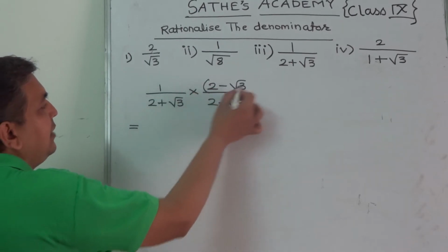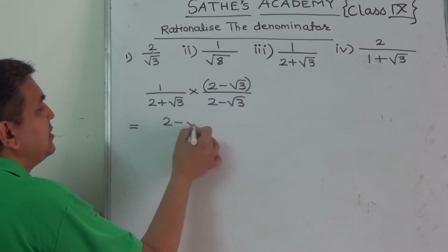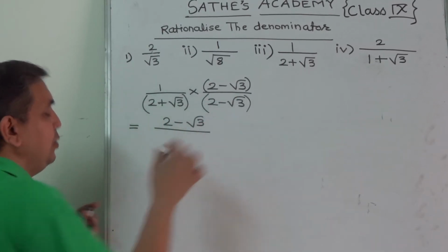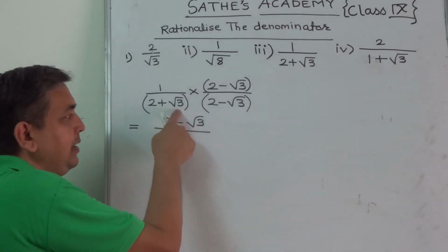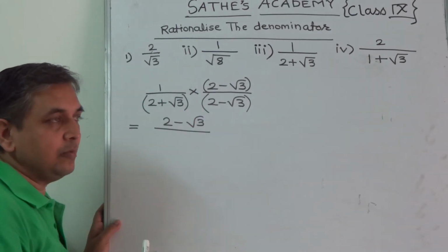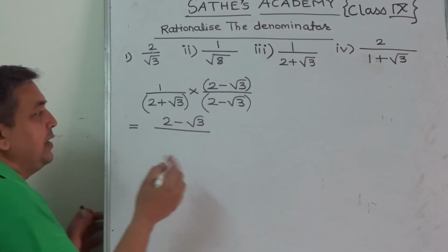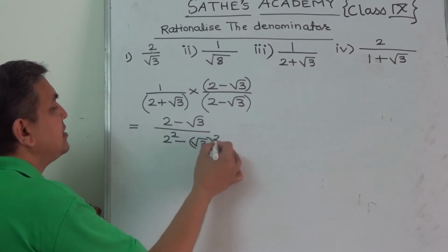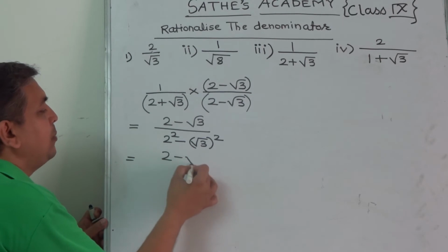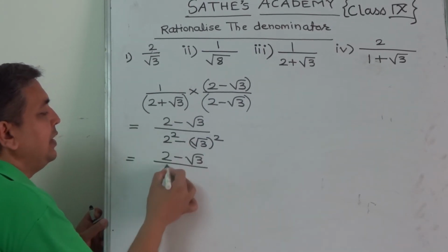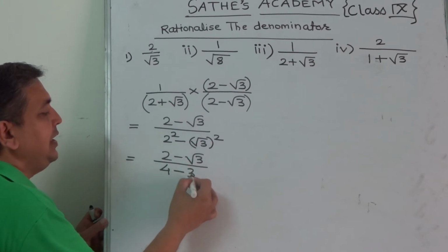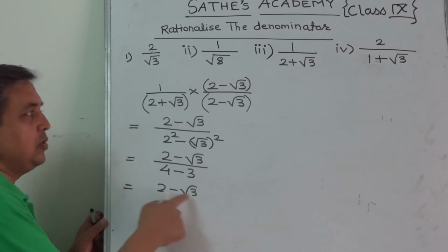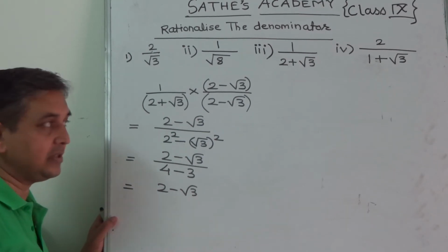In the numerator we get 1 into this term, the same, 2 minus root 3. And in the denominator we have two brackets. We can use the formula a plus b into a minus b. What is the formula? a square minus b square. So it is 2 square minus root 3 square, that is equal to 2 minus root 3 upon 2 square is 4, root 3 square is 3, that is 2 minus root 3 upon 1, that is 2 minus root 3. So the denominator gets rationalized.